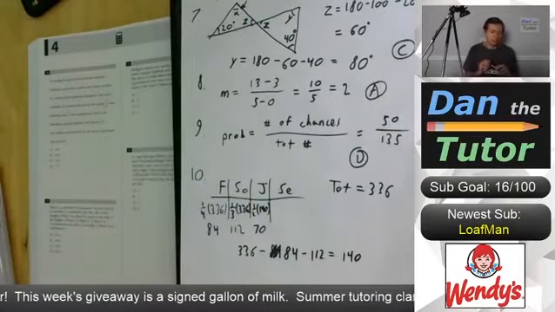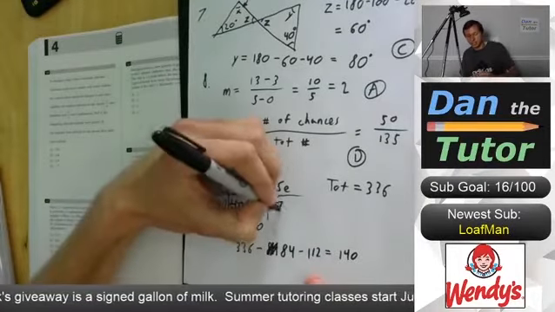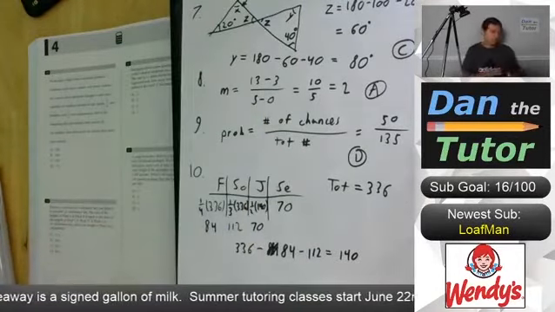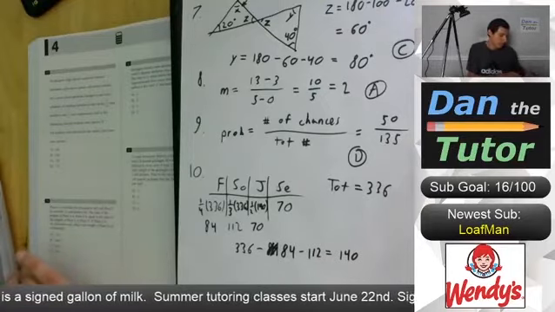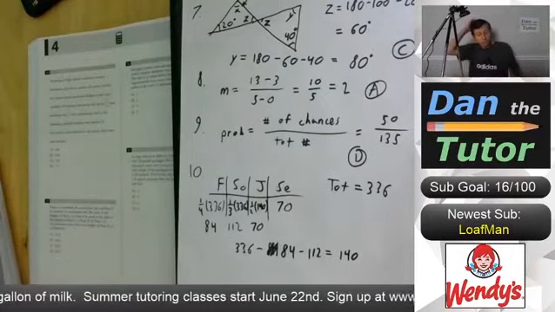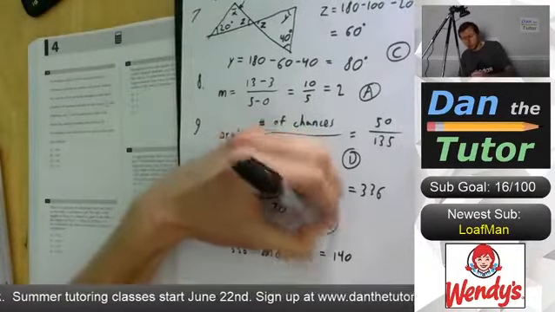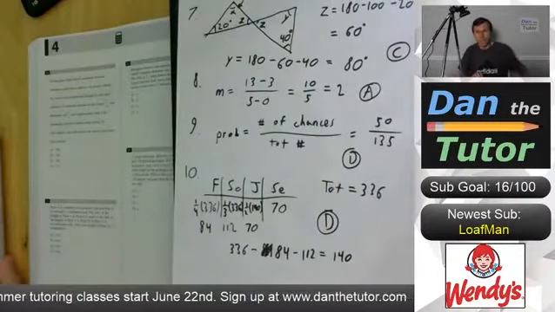And then it says the remaining students are seniors. How many are seniors? So in that case, it would just be 70. And just to make sure my math adds up, I'm going to add up 70 plus 112 plus 84. And that should give us the initial 336 number, which it does. And answer choice D would be correct, or at least it should be, which is 70.